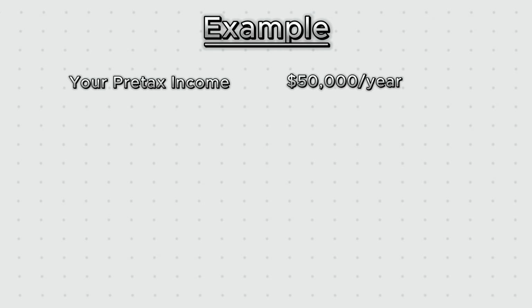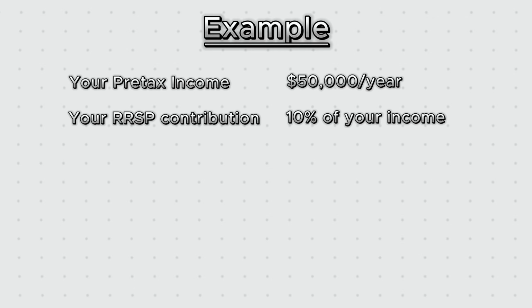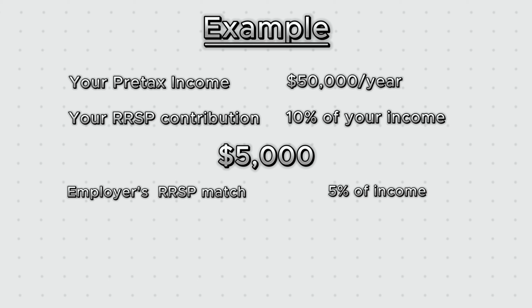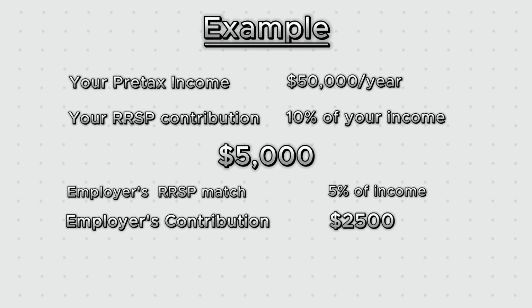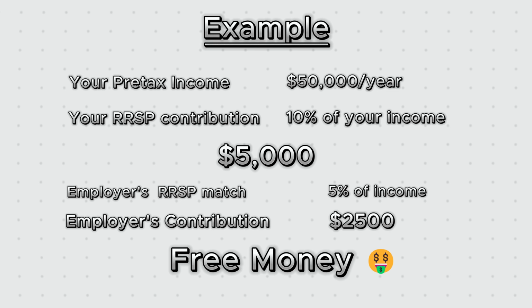For example, your pre-tax income is $50,000 per year, and you decided to contribute 10% of your income to your RRSP, which is $5,000. Now, your employer provides an RRSP match up to 5% of your income. That means your employer will contribute $2,500 every year to your RRSP in addition to your regular income.